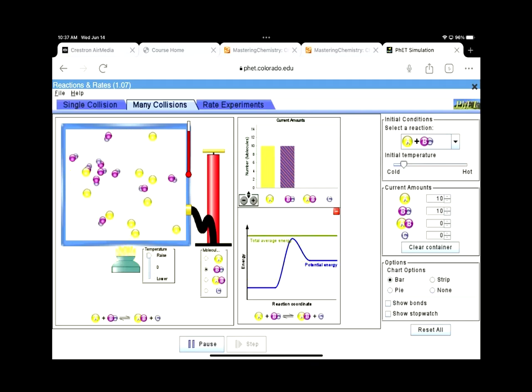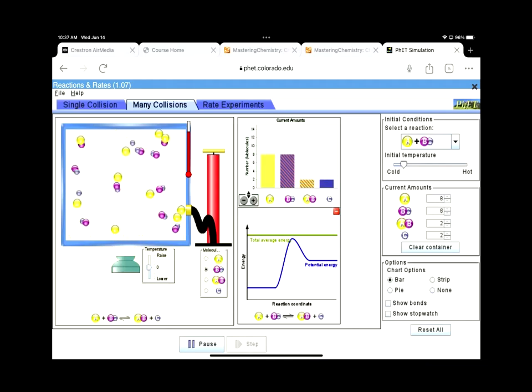Go, go, go. There we go. All right. Yes, I made it over the crest. Is a reaction occurring? Look at the bar graphs. Yes, you see, you're consuming some of your reactants and then you're making some products. So a reaction is occurring because our average kinetic energy is above the threshold.